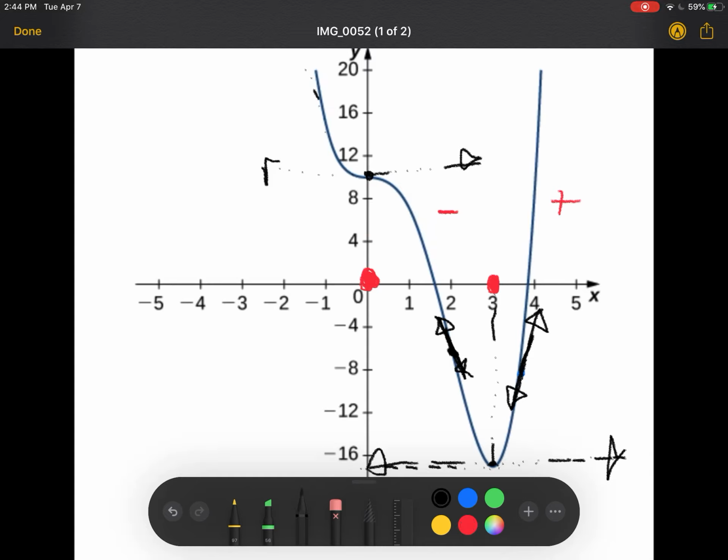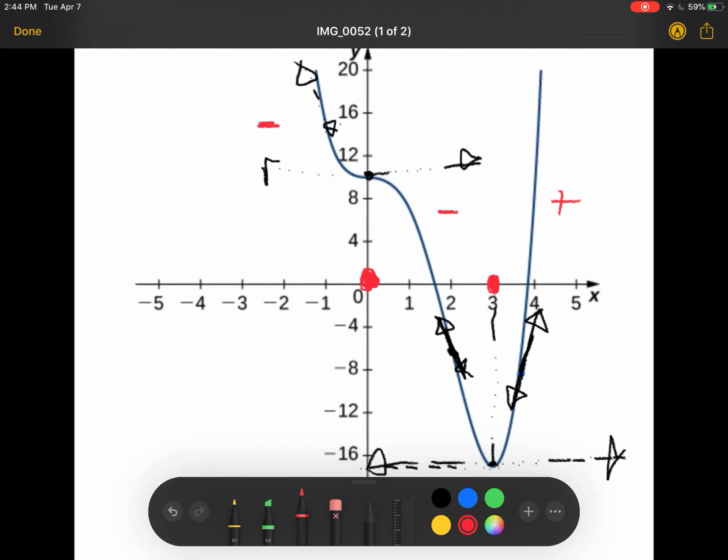And then, what's happening to the left of this point? What's happening to the left of where that is equal to 0? Well, look at the tangent line here. That's another decreasing tangent line. So the slope to the left of this point is negative.